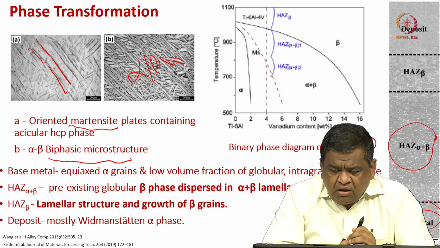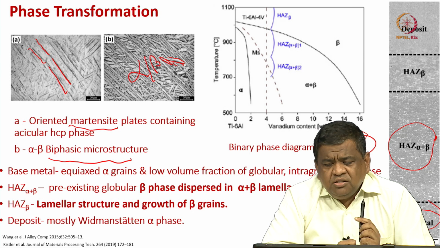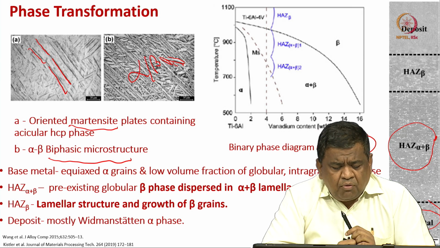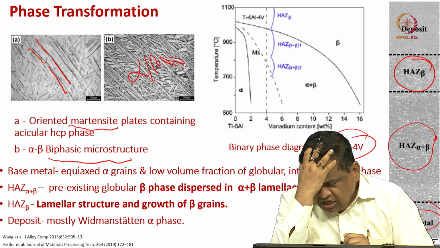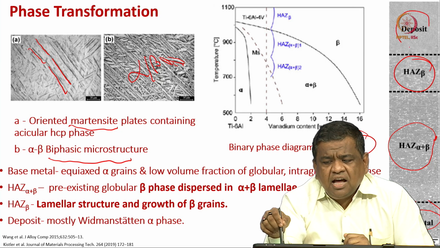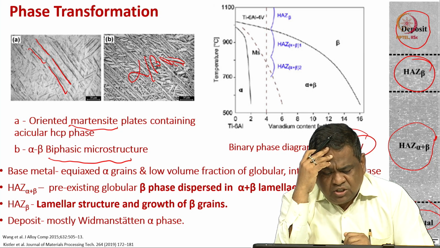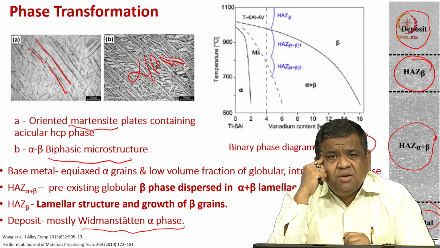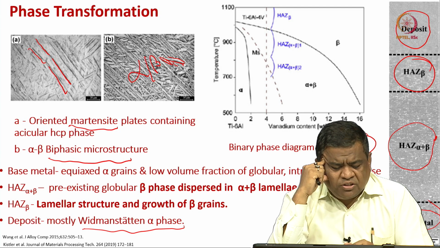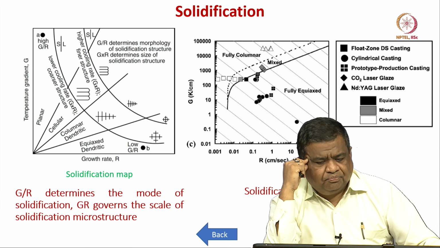So, in that heat affected zone, it is dominated either by the alpha plus beta phases or by alpha or beta grains, and accordingly it is also referred to as the heat affected zone beta, and this is the deposit. This deposit is mostly Widmanstätten alpha. This kind of description follows the conventional metallurgy or phase transformation description of the microstructure.